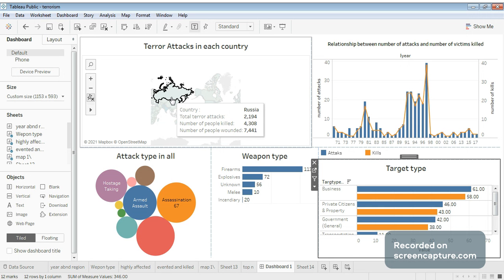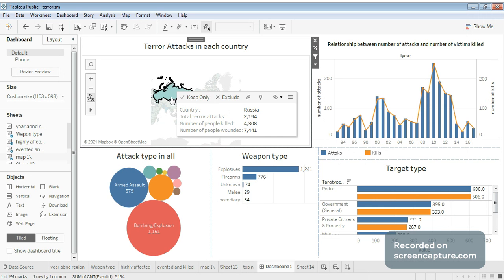Let's click on Russia. When you click on Russia, you see the basics. Through the tooltip, you get a broader understanding of how many losses have happened, how many attacks have happened, and how many people were killed in these attacks. Next, when you look at the attack type, you'll see armed assault, bombing, and explosion have been the highest in these areas. And when you look at weapons, it is a clear representation of both. It's not even a mismatch.